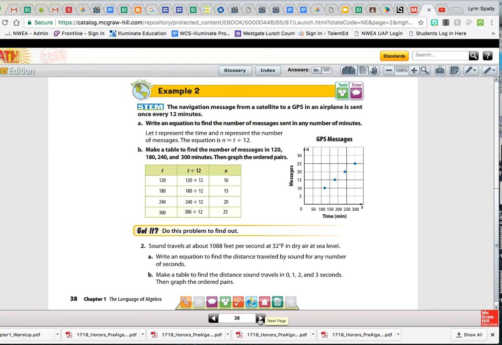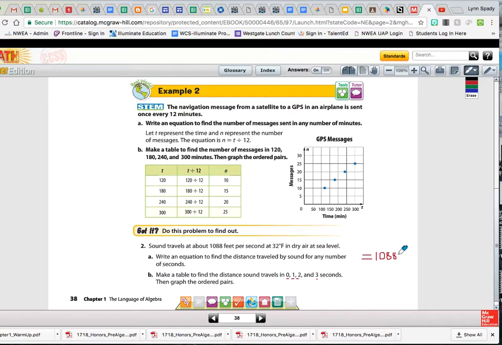On 38, it says that sound travels at about 1,088 feet per second at 32 degrees Fahrenheit in dry air at sea level. It says write an equation. So in the last example, we wrote an expression, but in this one, we're going to write an equation, which is going to be something that has an equal sign in it. What we're going to do is take 1,088 and multiply that by the number of seconds. In part B it tells us the seconds, but we want a general equation to use.